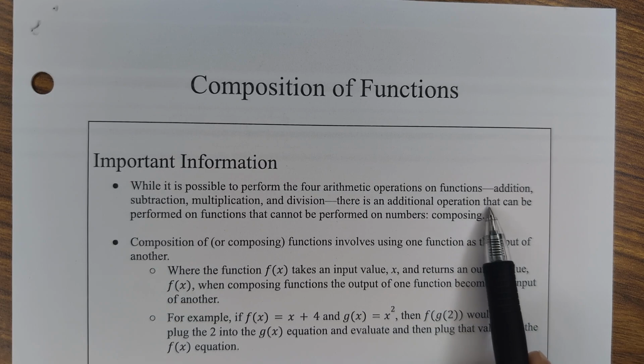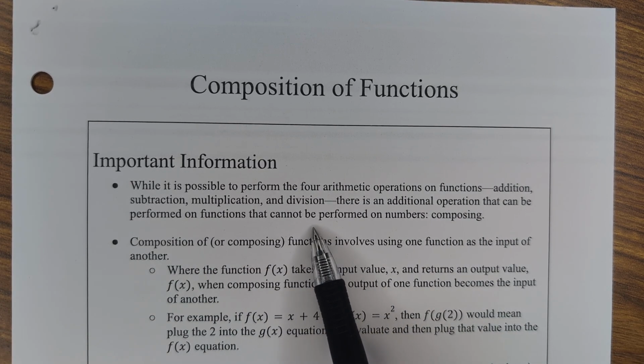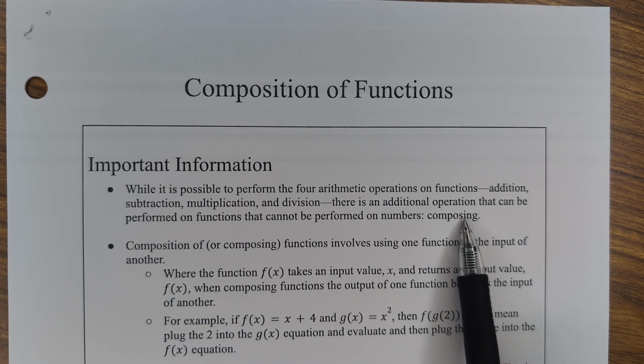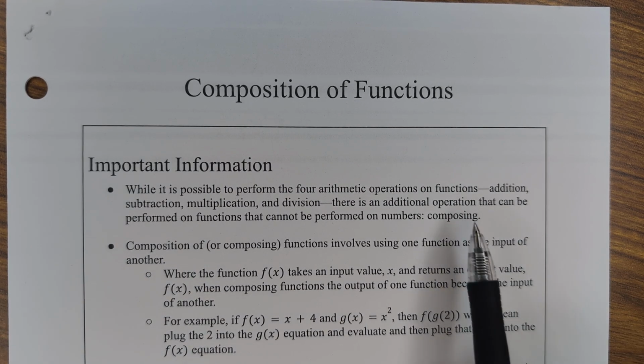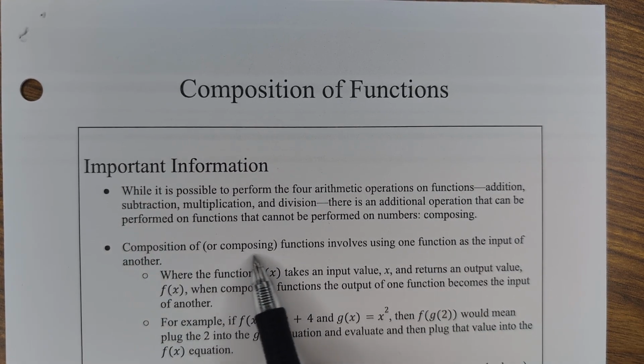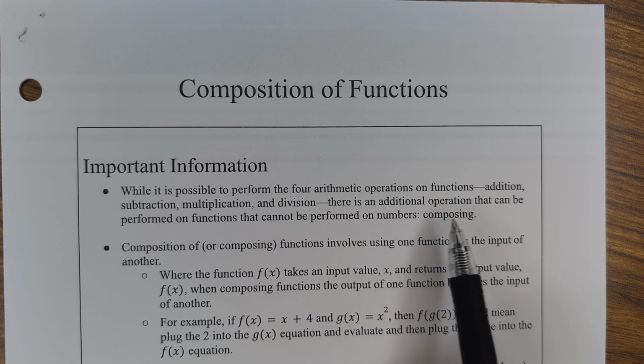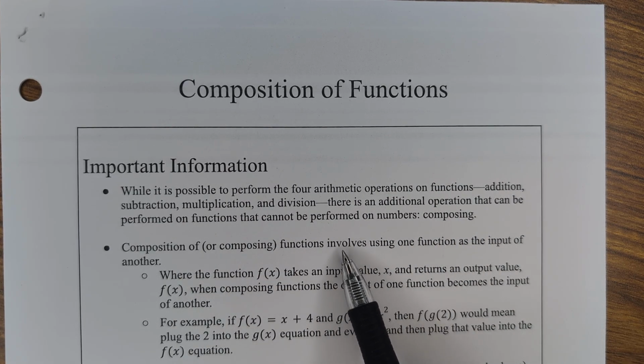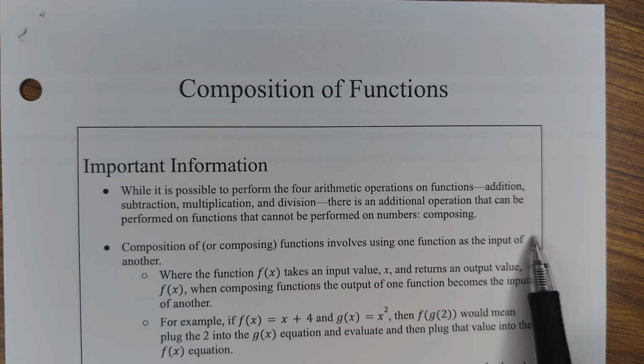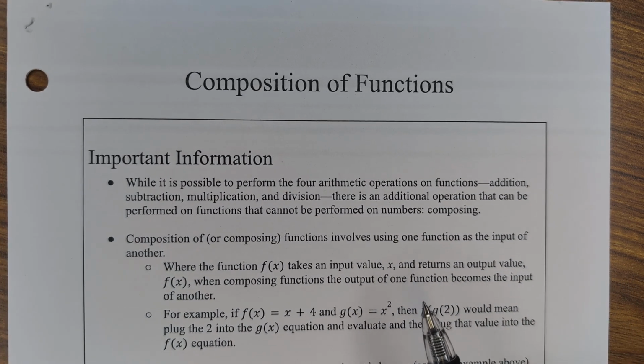However, there is an additional operation you can perform on functions that cannot be performed on numbers. That's referred to as composing. Numbers can't be composed with each other, only functions. Composing involves using one function as the input for another. Essentially you're chaining equations together. Plug a number into one equation, take the answer, plug it into the next, and you can keep doing this for as long as you would like.